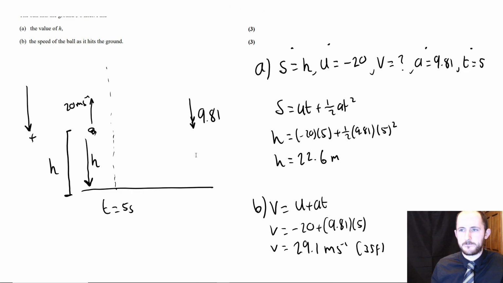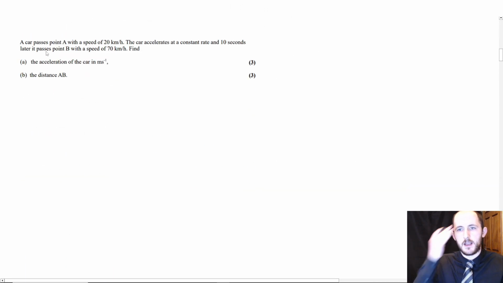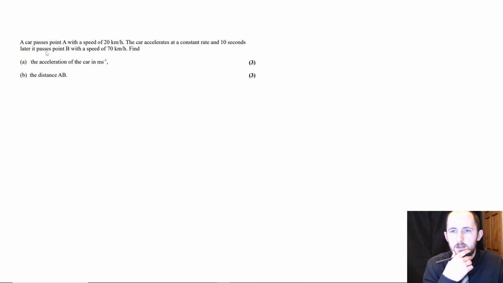Not bad. Next. A car passes a point, A, with a speed of 20 kilometers per hour. The car accelerates at a constant rate, and 10 seconds later it passes point B with a speed of 70 kilometers per hour. Find the acceleration of the car in meters per second.